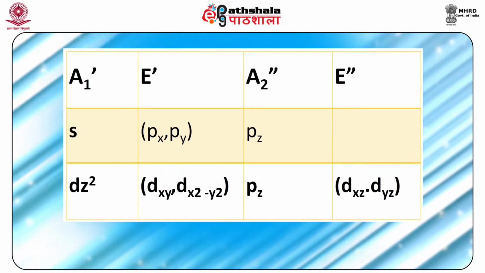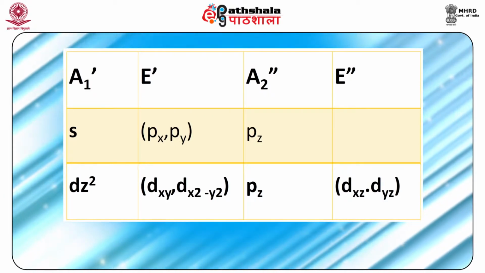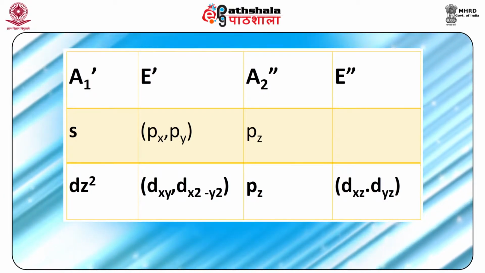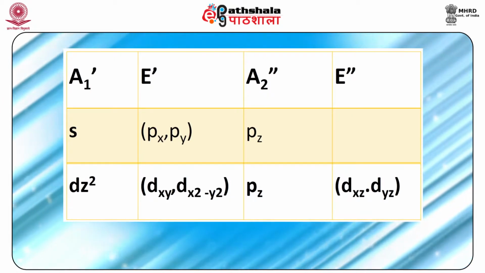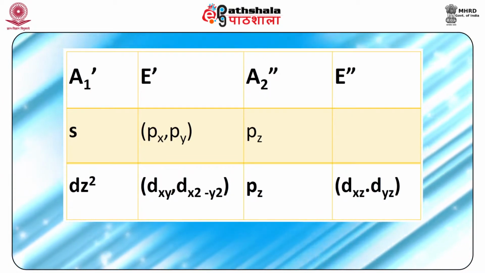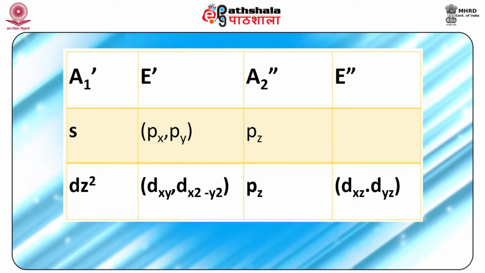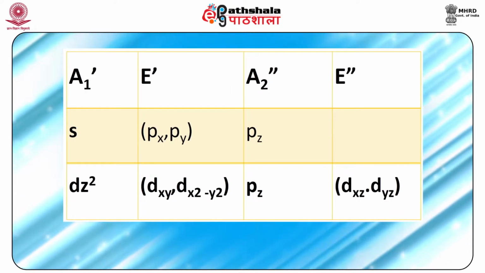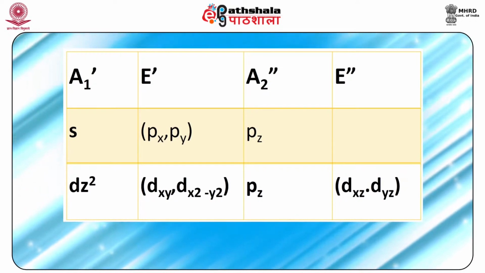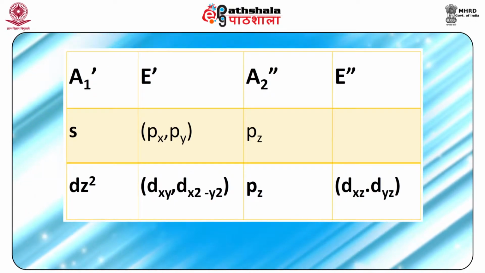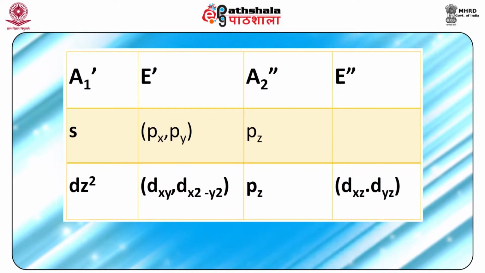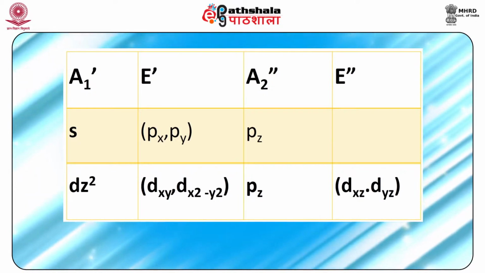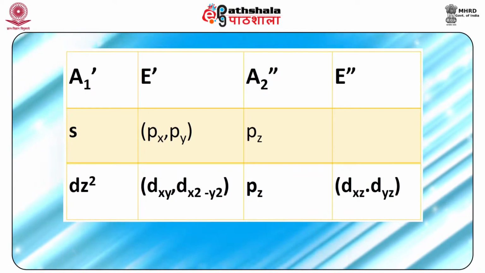For the other two irreducible representations, A2'' we have pz as the orbital, and for E'' we have dxz or dyz. We will see later that A2', A2'' and E'' are not needed because they do not form part of the reducible representation. So the only orbitals we have to consider are for A1' and E'.